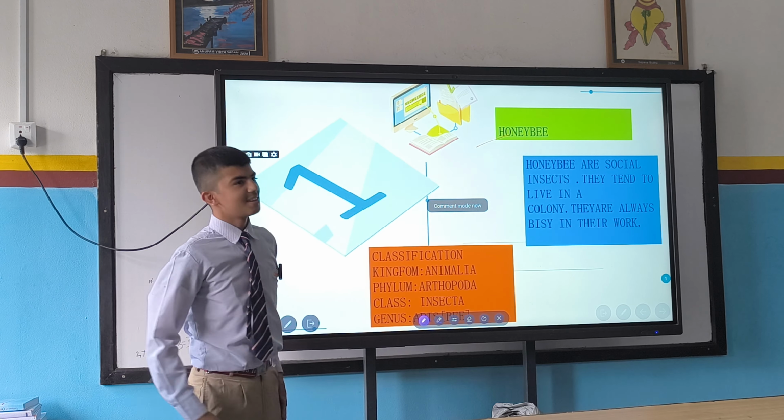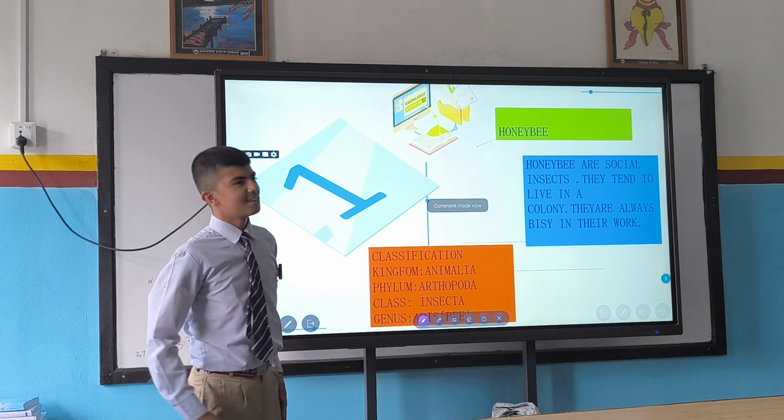Classification. Honeybees are also divided into kingdom, phylum, subphylum, genus and species. Its class is Insecta, genus is Apis. Next slide. Honeybees are divided into three types.